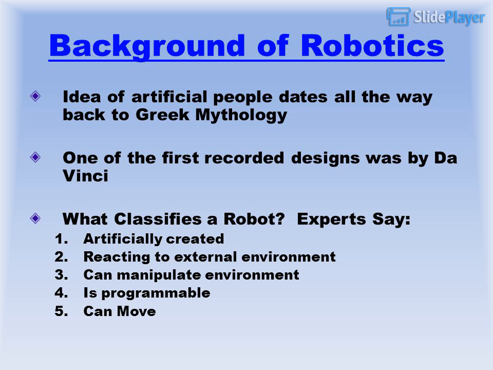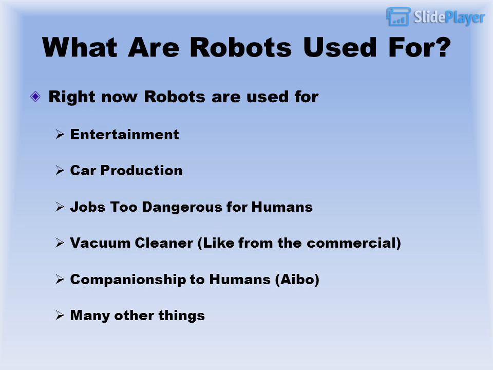Background of robotics. The idea of artificial people dates all the way back to Greek mythology. One of the first recorded designs was by Da Vinci. What classifies a robot? Experts say: artificially created, reacting to the external environment, can manipulate the environment, is programmable, can move.